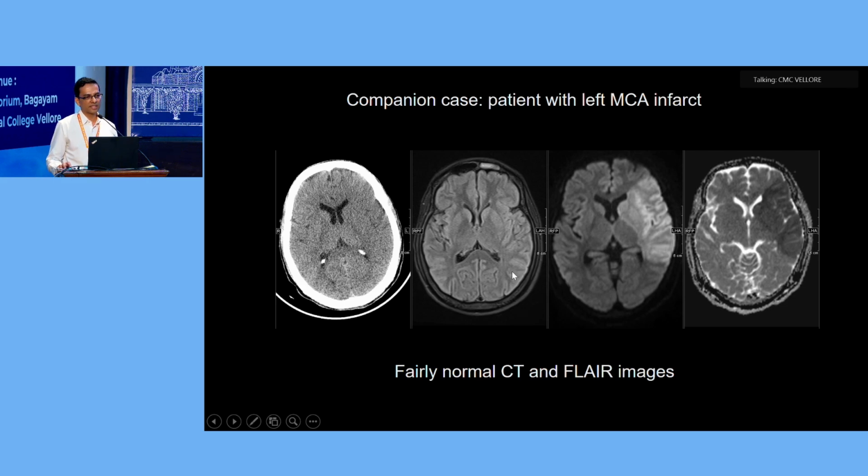So basically what it means is the patient has come quite early on. So patient may be still in the window period. Basically the edema has not really established on the T2 FLAIR. If the T2 FLAIR also is abnormal, that means there is a match. That means some time has gone for the infarct.